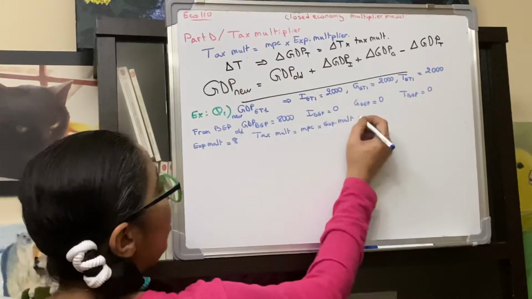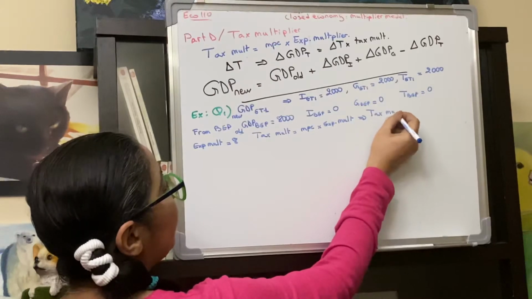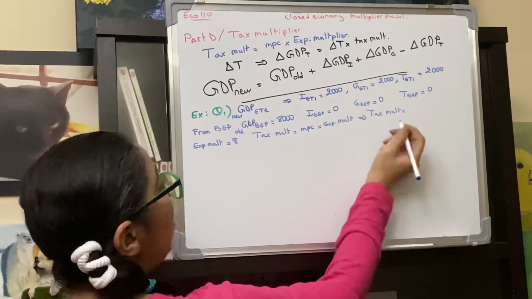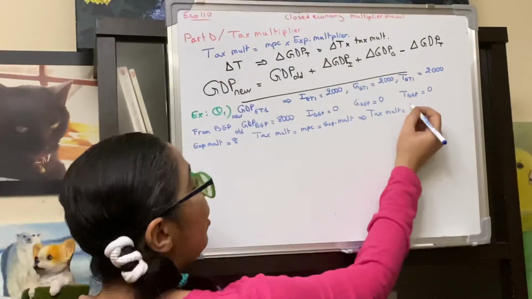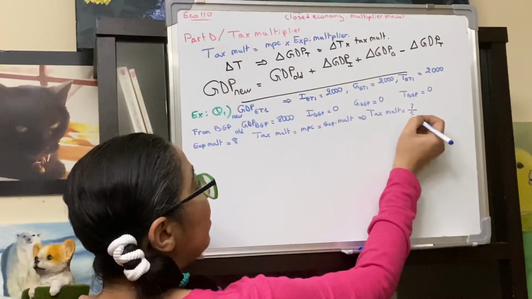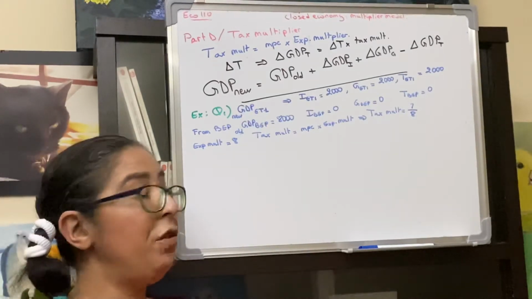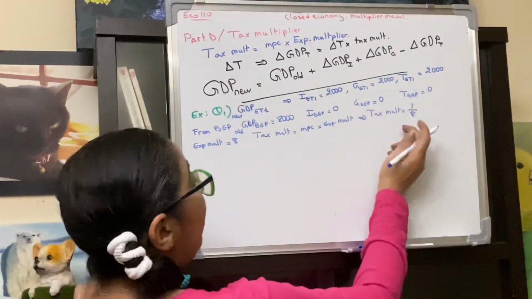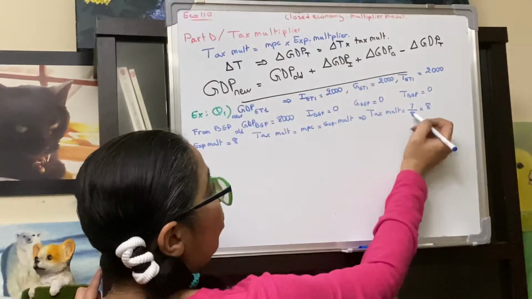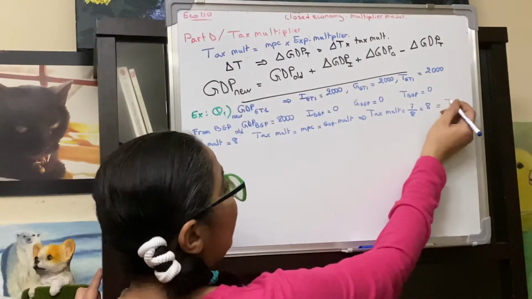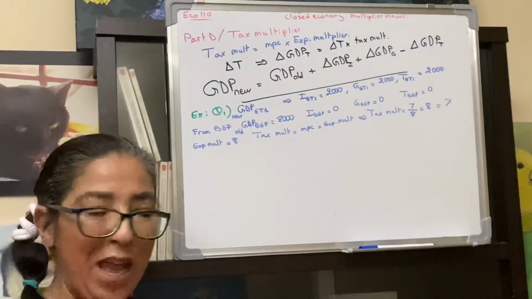Okay? So the tax multiplier is equal to MPC, which was the slope of the C function. It was 7/8. If you have trouble following, please go back to the previous video, okay? 7/8 times 8 is going to give me 7. That's your tax multiplier, okay?